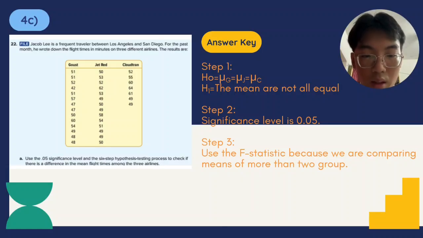That is question 4C. The 4C asks us to use the 0.05 significant level and the 6-step hypothesis testing process to check if there is a difference in the mean fares among the 3 airlines. So for the first step, we need to find the null and alternate hypothesis. The null hypothesis is mu G equal mu J equal mu C. The alternate hypothesis is the means are not all equal. Step 2 is significant level is 0.05. In step 3, we need to use the F statistic because we are comparing means for more than 2 groups, because the table shows that they have 3 groups, which are Gauss, Jetrace, and Caltrans.